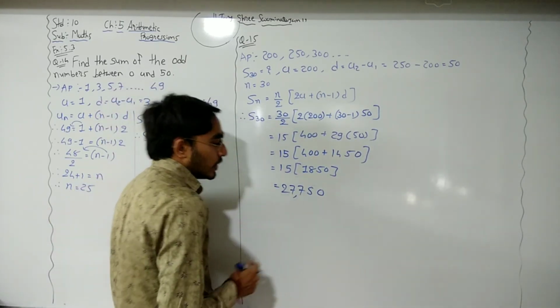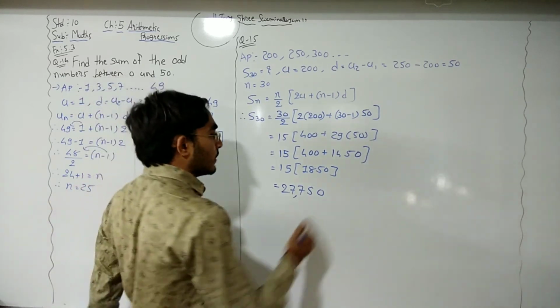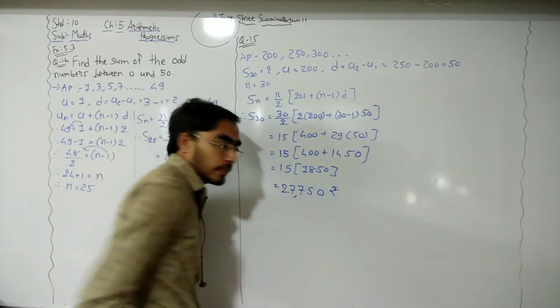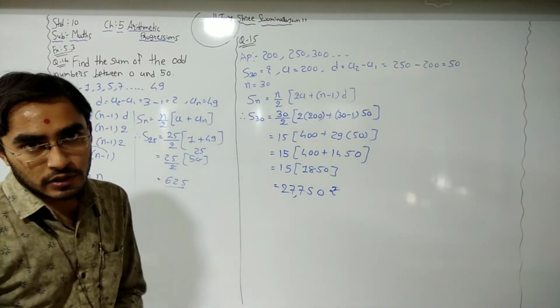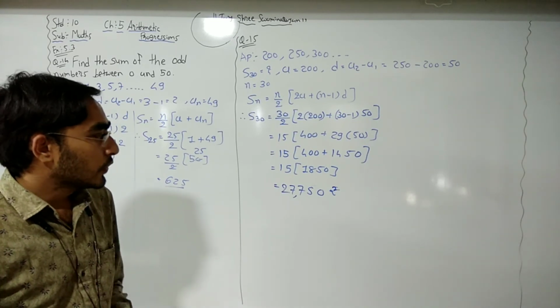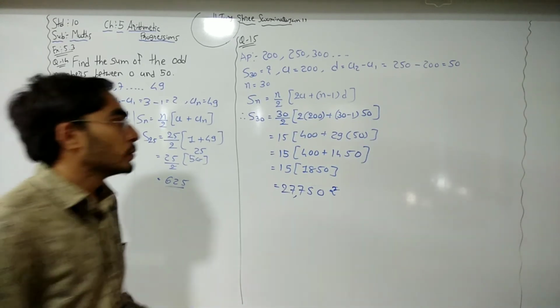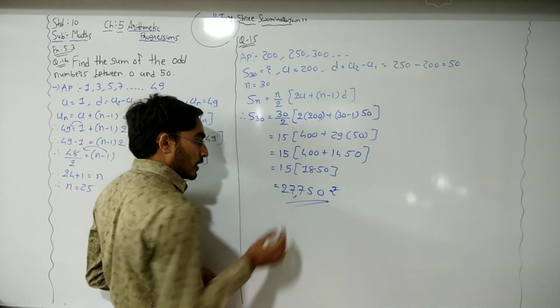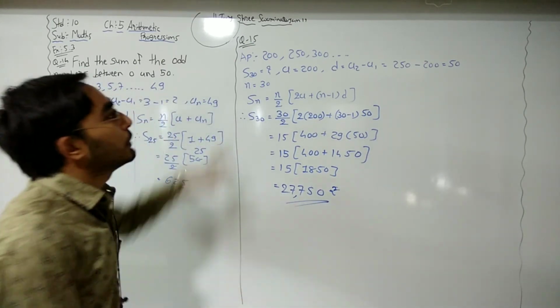So it is 27,750 rupees. So the total the contractor has to pay is 27,750 rupees. Okay.